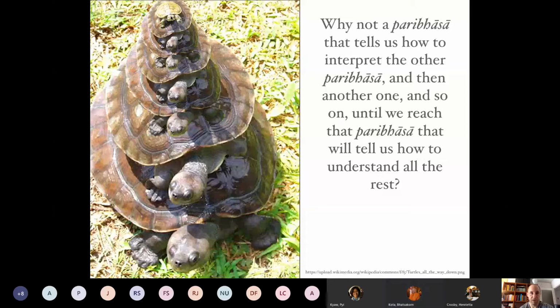Now the question could arise here: why not have a paribhasa, a meta rule, that will tell us how to interpret the other paribhasa, and then we would need another paribhasa to tell us how to interpret the previous paribhasa, and so on, until we would reach the most general and universal paribhasa that will tell us how to understand all the rest? That would be a plausible question, but that's not how it really works.